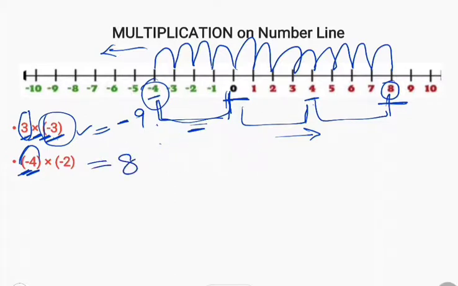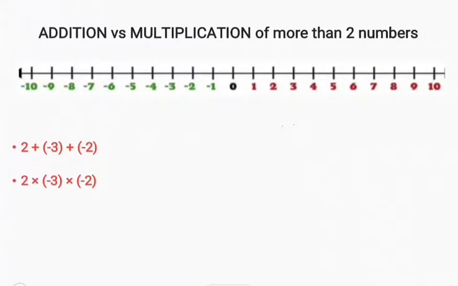So this is how multiplication happens in case of negative integers. Now we'll see what is the difference between addition and multiplication of more than two numbers. When more than two numbers are involved, what is the difference between them? We won't see subtraction over here because subtraction is similar to addition. So whatever is valid for addition is valid for subtraction also. So now let us see this example.